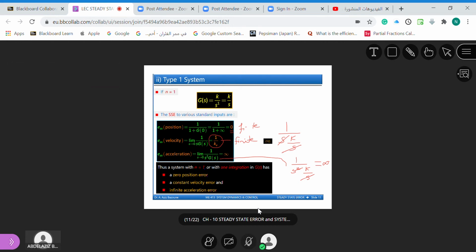As a summary to that, the system type 1 gives you 0 position error, constant velocity error, the error will be constant, and infinite acceleration error. Error will be infinite for the acceleration type. So if you have acceleration input, this will be your error. If you have velocity input, this will be your error. If you have step input, this will be your error.